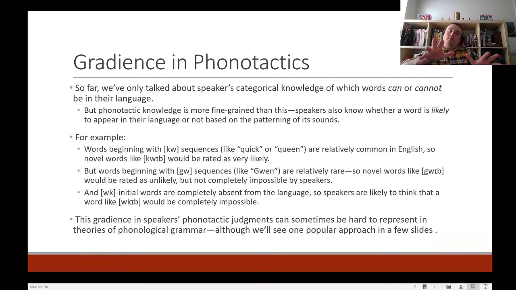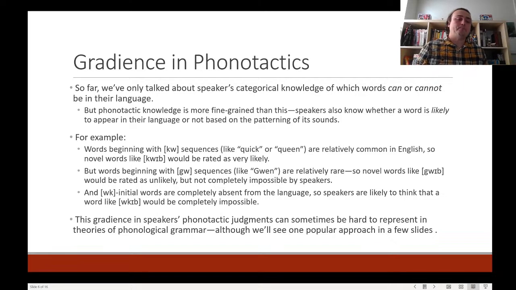So moving on here, learning more about phonotactics. So far, we've only talked about speakers' categorical knowledge of which words can or cannot be in their language. But phonotactic knowledge is actually more fine-grained than just categorical judgments. Speakers also know whether a word is likely to appear in their language. So not just whether it can be in their language or can't, right? They also have this knowledge about whether it probably could be in their language or probably not or definitely not. They've got different degrees of judgments that they can dole out when they're given some word that they've never heard before.